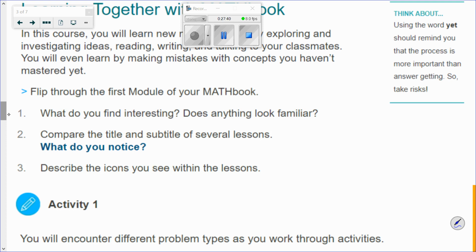Second one, compare the title and subtitle of several lessons. I'll give you a hint. This occurs on the first page of each lesson. So on the first page of each lesson, you can see a title and a subtitle. Read them both. Notice what you see about it. And then finally, describe the icons you see within the lessons. Icons, guys, are stuff like this.